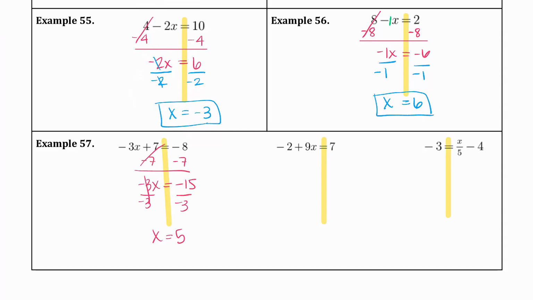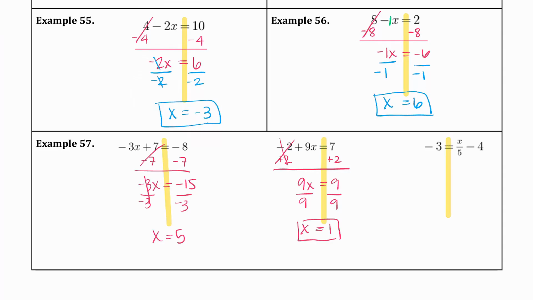Okay, on the middle one, negative 2 plus 9x equals 7. The negative 2 is what we need to remove first. To remove that negative 2, we're going to add 2. What we do to one side, we do to the other. Negative 2 plus 2 is 0, and I'm left with 9x equals 9. To solve for x, we divide by 9, and we get x equals 1.